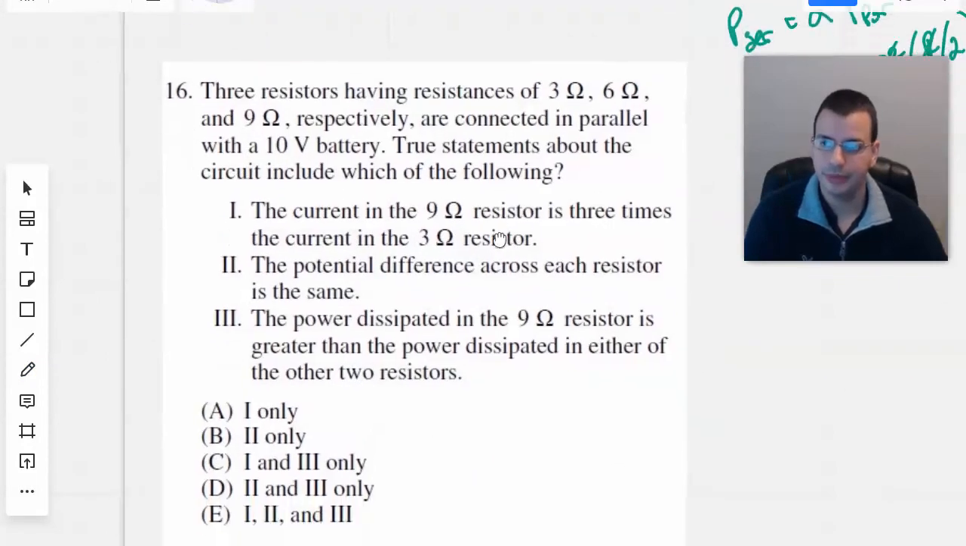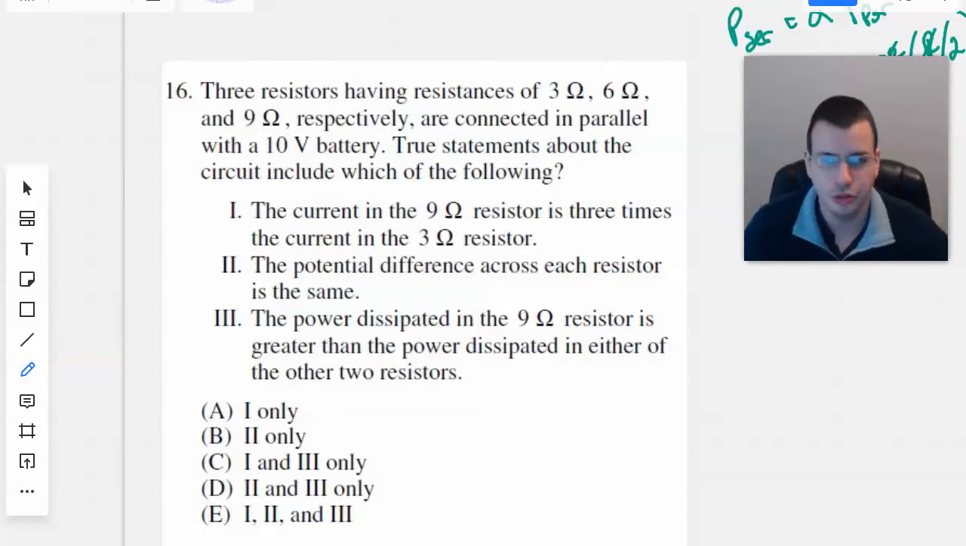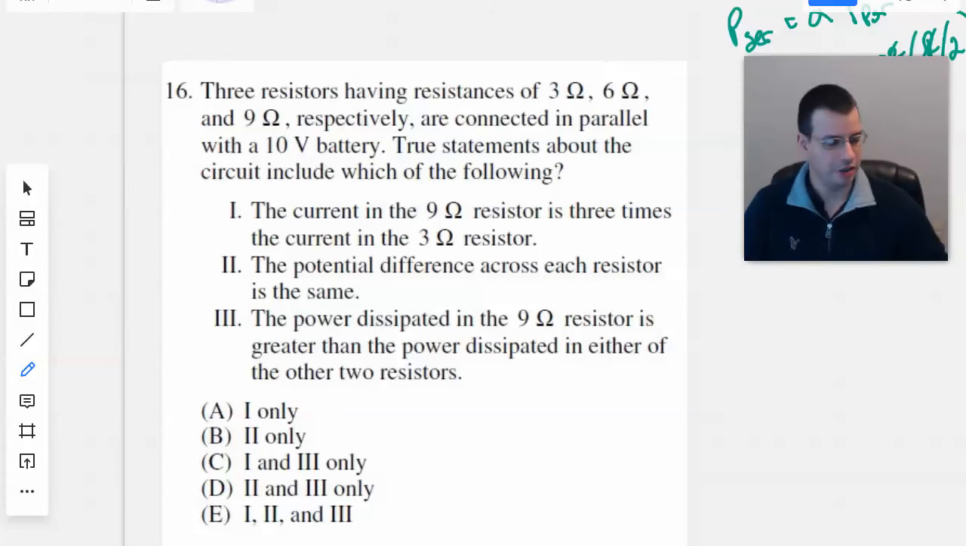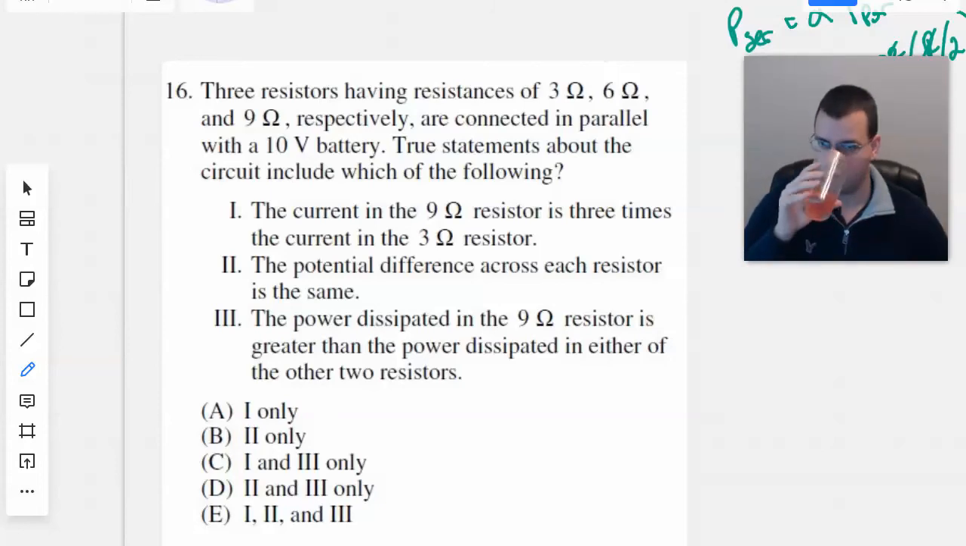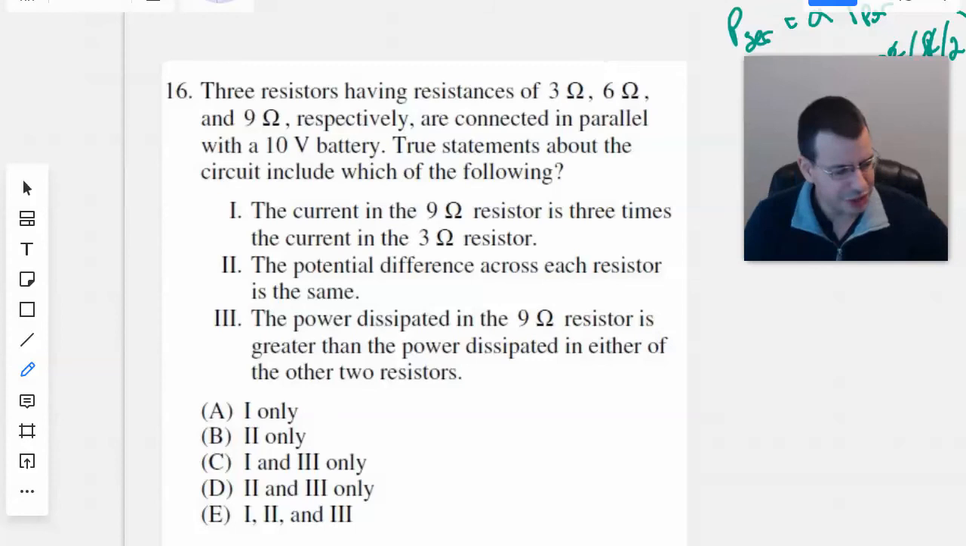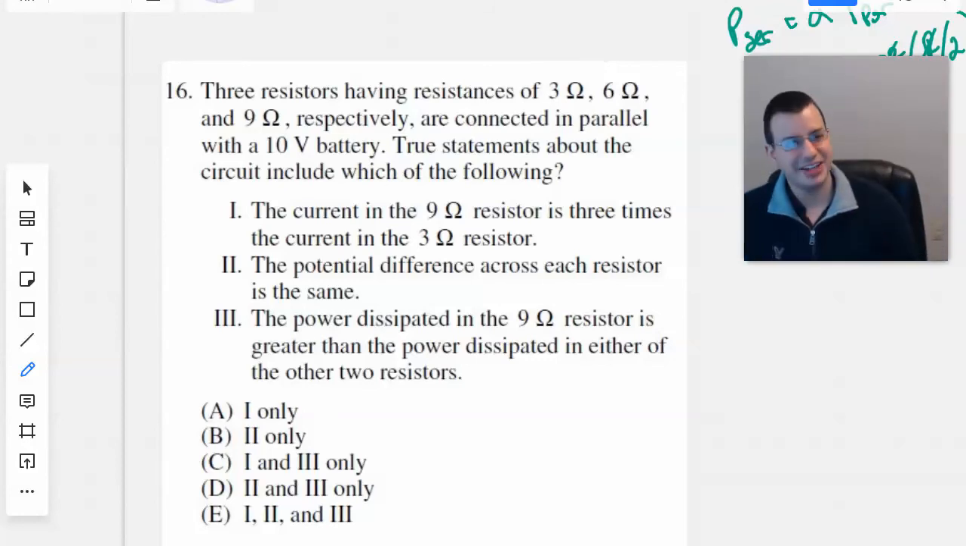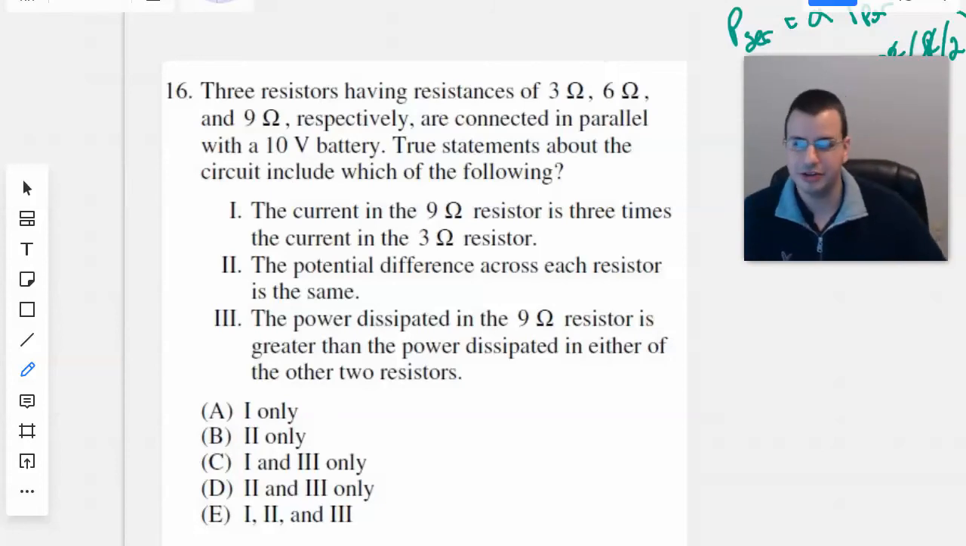Okay, next problem. 3 resistors. Sounds like a beginning of a good story. There should be some swashbuckling. Having a resistance of 3 ohms, 6 ohms, and 9 ohms. That actually reminds me more of the Three Musketeers now because, you know, you have a resistance. I think of the French fighters.